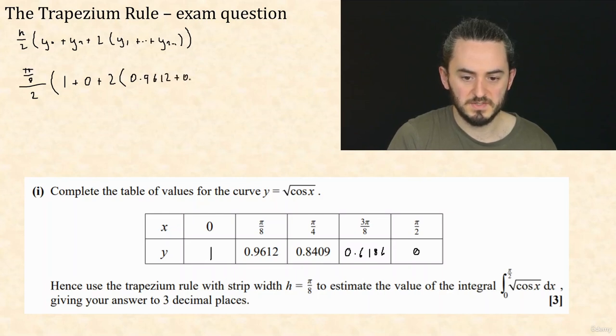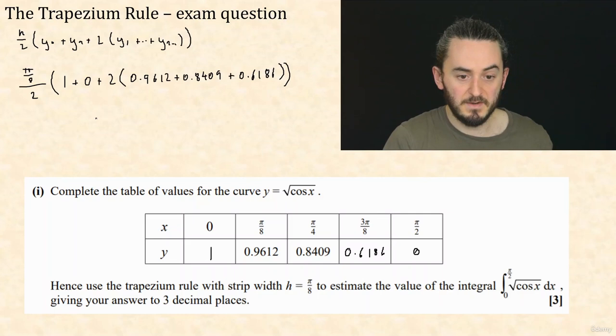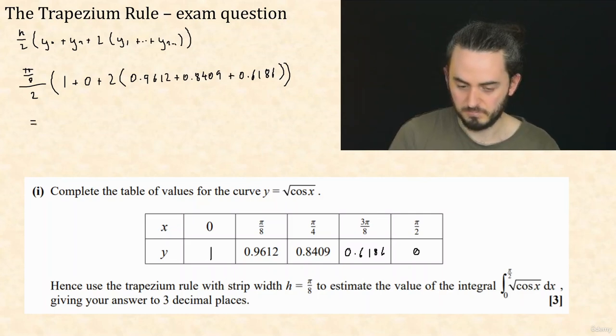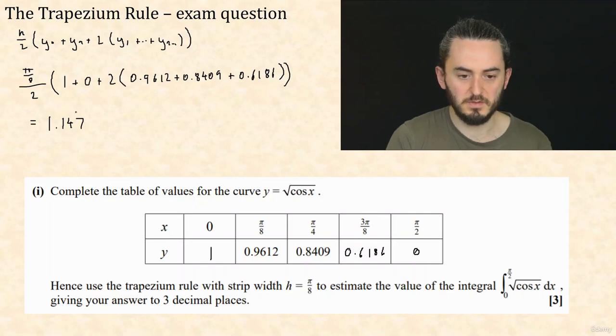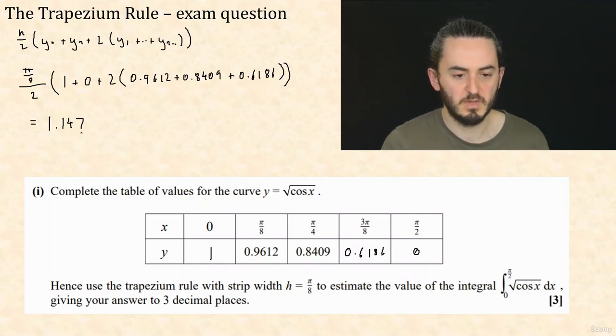0.9612 plus 0.8409 plus 0.6186. And then I just key all of this into the calculator and I see what I get. All right, and we get 1.147. They wanted 3 decimal places, so there we go. Okay, there's our answer. It is good to check, so let's do so.